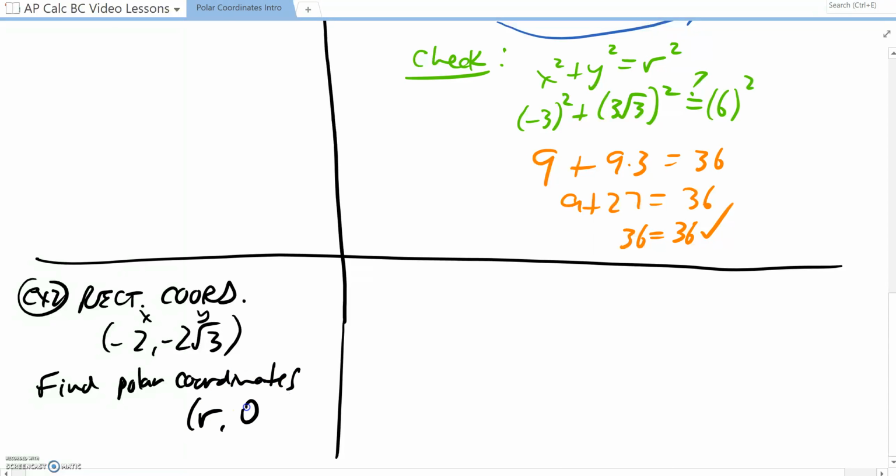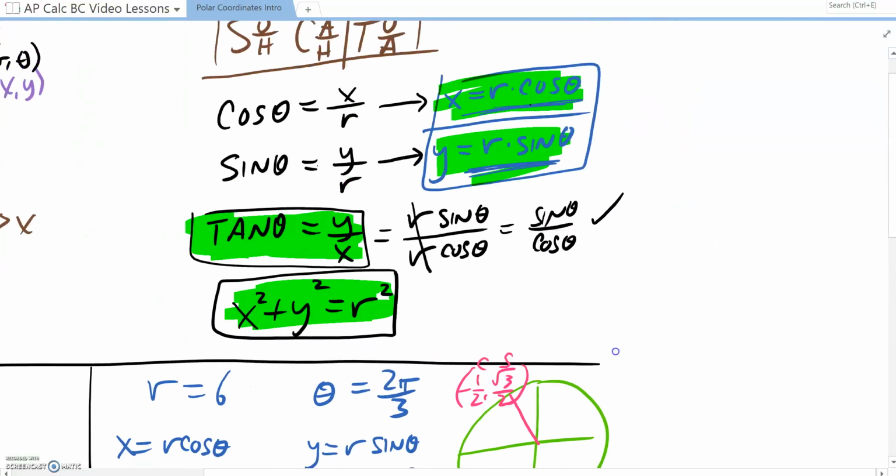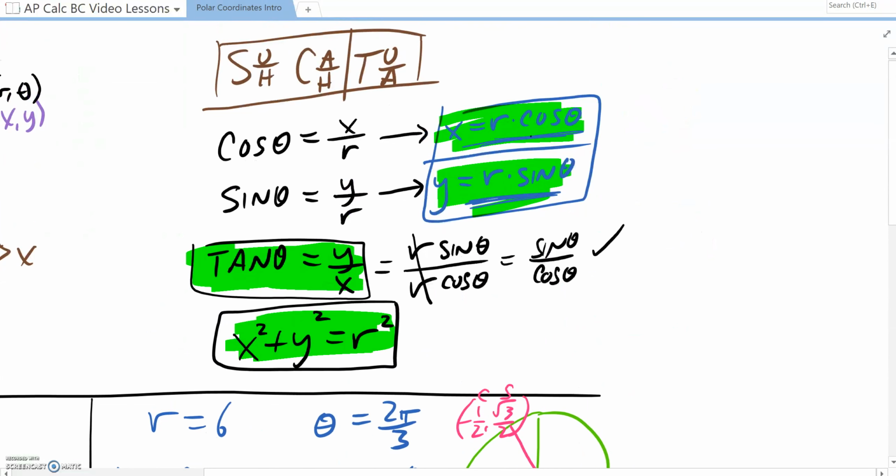So we're looking for an r and a theta. There's a couple of different ways to get through this, but remember you've got these formulas over here, the ones we've highlighted in green. These are the big guys. So given what we're given, we need to work through this.